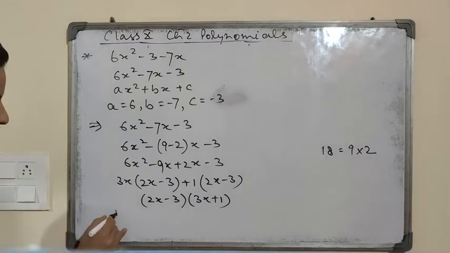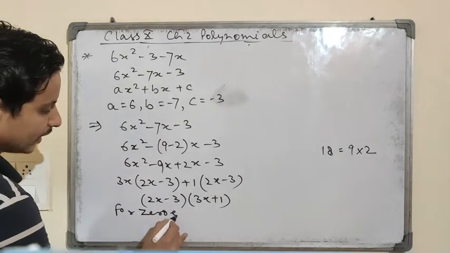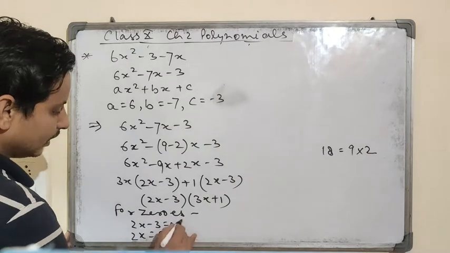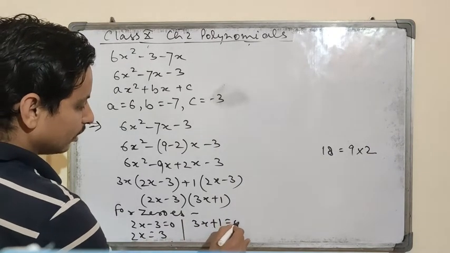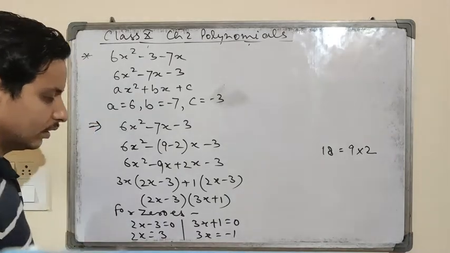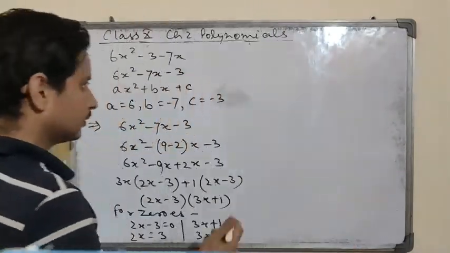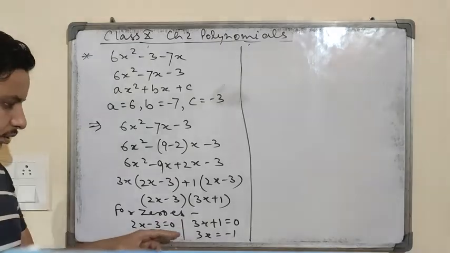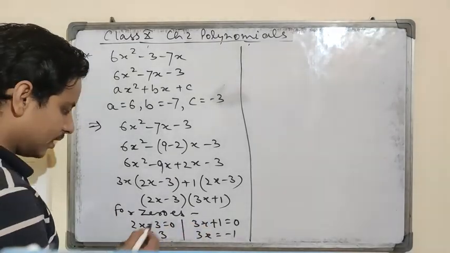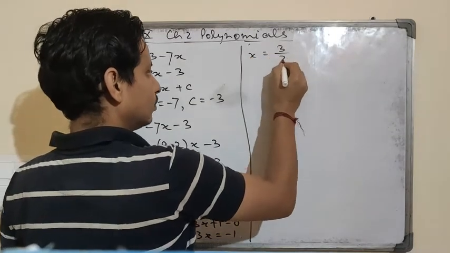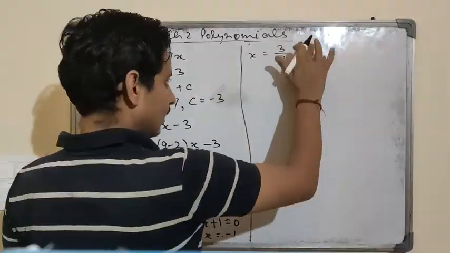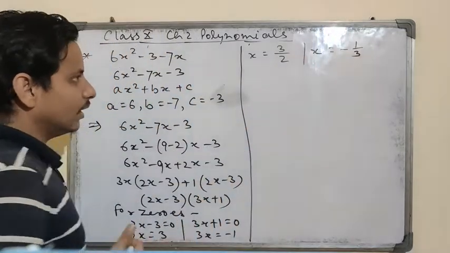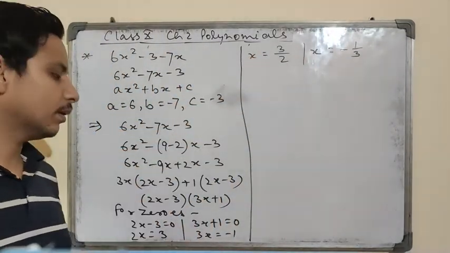यानी कि हमें जीरोस फाइंड करने हैं, 2 जीरोस, और जीरोस फाइंड करने के लिए क्या करेंगे, हम एक बार 2x minus 3 को जीरो रखेंगे, तो 2x कितना आएगा, दैट विल बी 3, और एक बार हम 3x plus 1 को जीरो रखेंगे, तो 3x कितना आएगा, minus 1. So here we have 2x equal to 3 and 3x equal to minus 1. So from here we have x equal to 3 upon 2, and from here x equal to minus 1 upon 3.